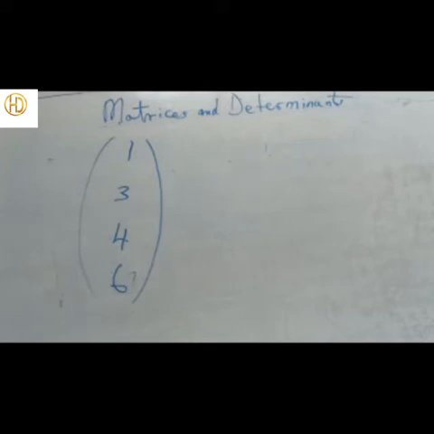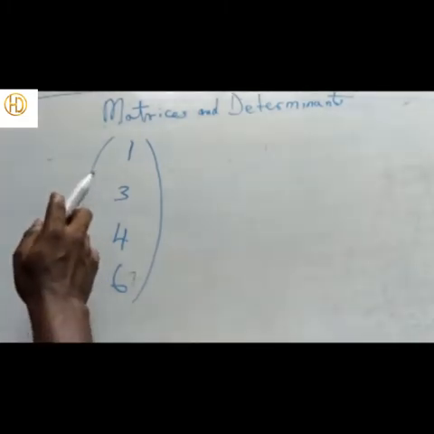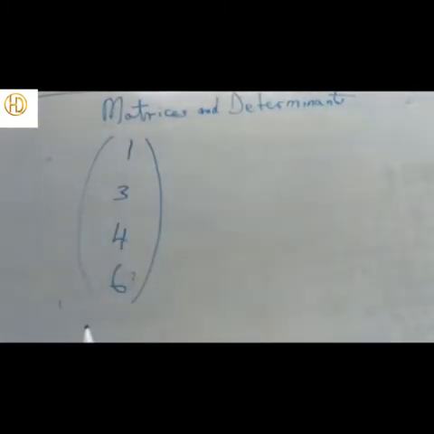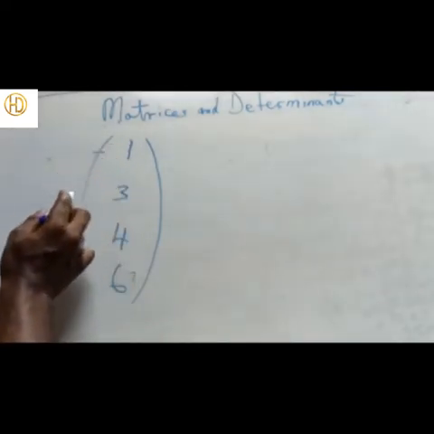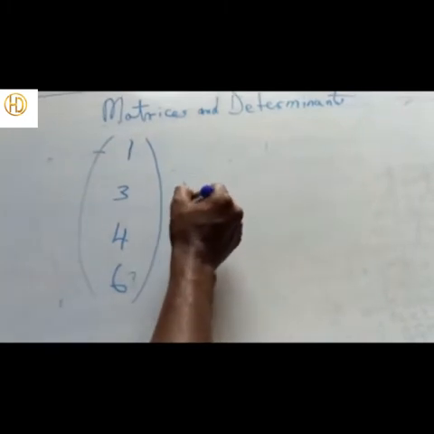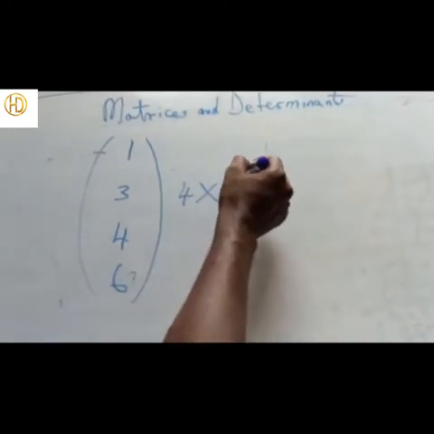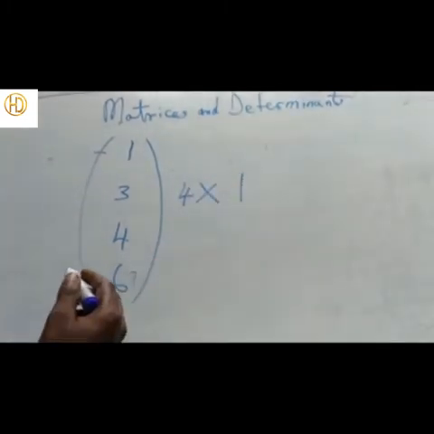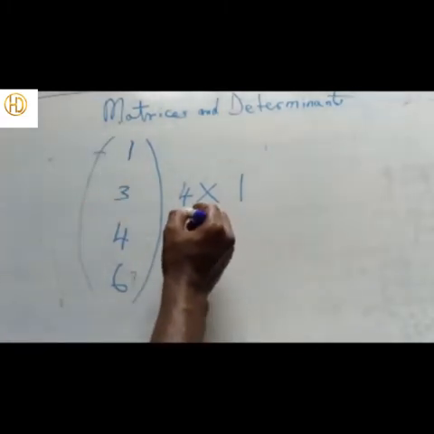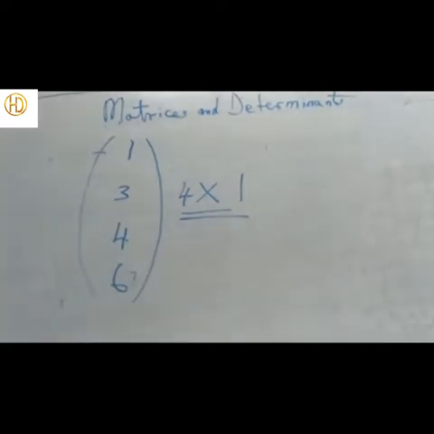So what is the dimension of this matrix? Take note, we use row and column. So here we have rows 1, 2, 3, 4. So it will be a 4 by 1 matrix because we have only 1 column. So this is a 4 by 1 matrix.